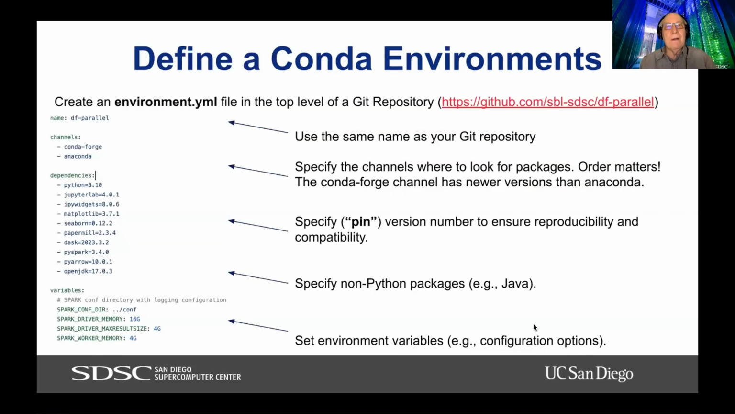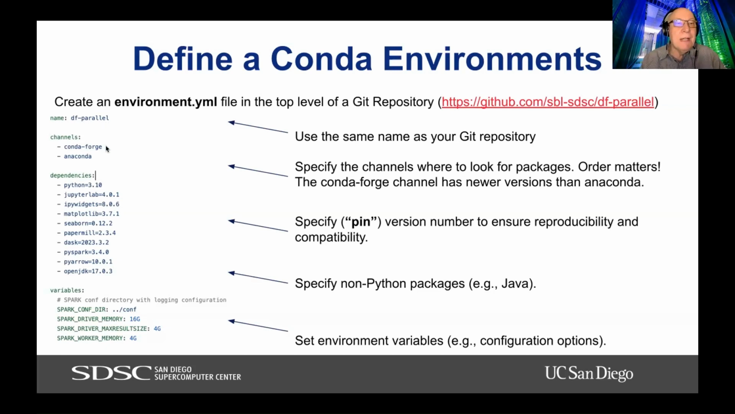Okay, how do you define a Conda environment? It's typically done by creating a file that's called environment.yml. A good practice is to put this file in the top level of your Git repository, and this is the Git repository we will be using today. And if you go to this repository, you find this environment.yml file. First, it defines the name of the environment, and a good practice is to use the same name as your Git repository, so you don't need to remember the name of your environment.